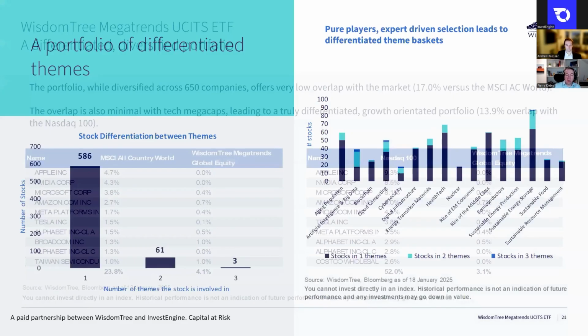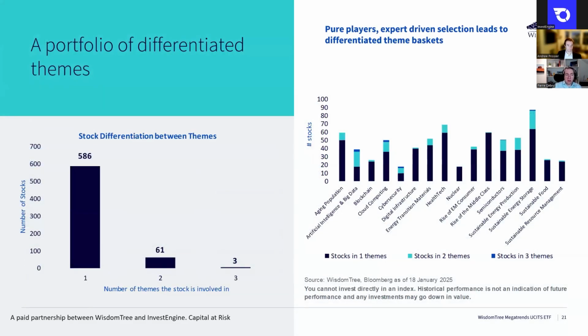The next slide really shows you the strengths of the process and the importance of what I was calling the differentiation between the different portfolios before. What we show here is that we have a 650 stock portfolio, right? But 586 of those stocks have only been picked by one theme, right? So if stock A is in the portfolio, it's because it was selected as an AI stock or a blockchain stock or a battery stock, but not all of them, right? 61 stocks are from 2 themes, 3 stocks are from 3 themes, and no stock belongs to more themes than that.